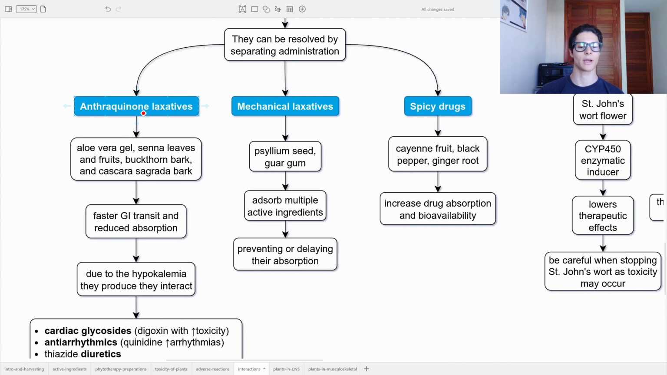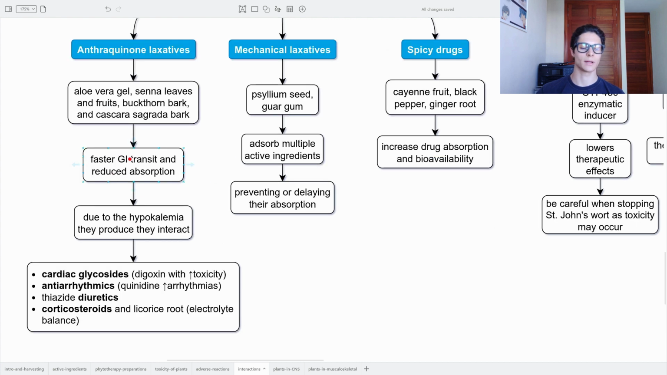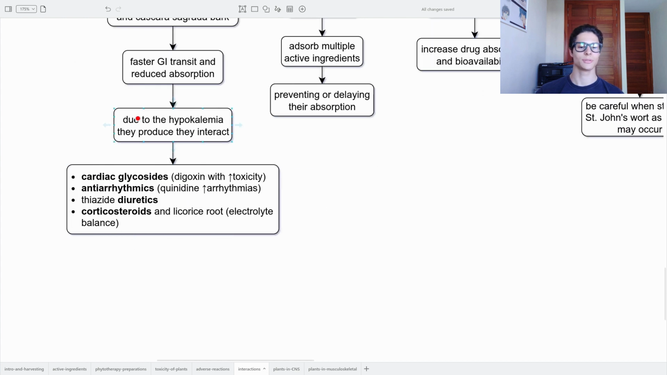And here we have the anthraquinone laxatives: the aloe vera gel, senna leaves and fruits, the buckthorn bark, and the Cascara Sagrada bark. They increase the gastrointestinal transit speed and they reduce the absorption because of that. And due to the hypokalemia they produce, they can interact with the cardiac glycosides, which is the digoxin, increasing the toxicity, with antiarrhythmics, quinidine, increasing the arrhythmias, with thiazide diuretics, and also with corticosteroids and licorice root, which has to do with electrolyte balance.